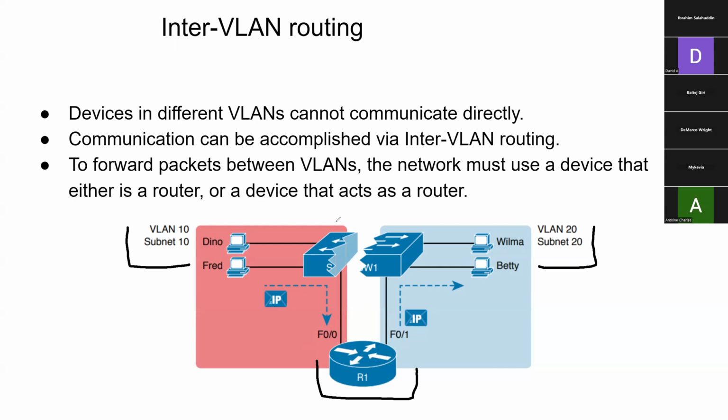So what the router is going to do is check through what's called its routing table. It's going to check for a route over to Betty, right? Basically saying, oh, I know where Betty lives, so I'm going to go ahead and route that packet over to Betty. And that's how we can accomplish communication between two different VLANs. It has to happen at the layer 3 level.